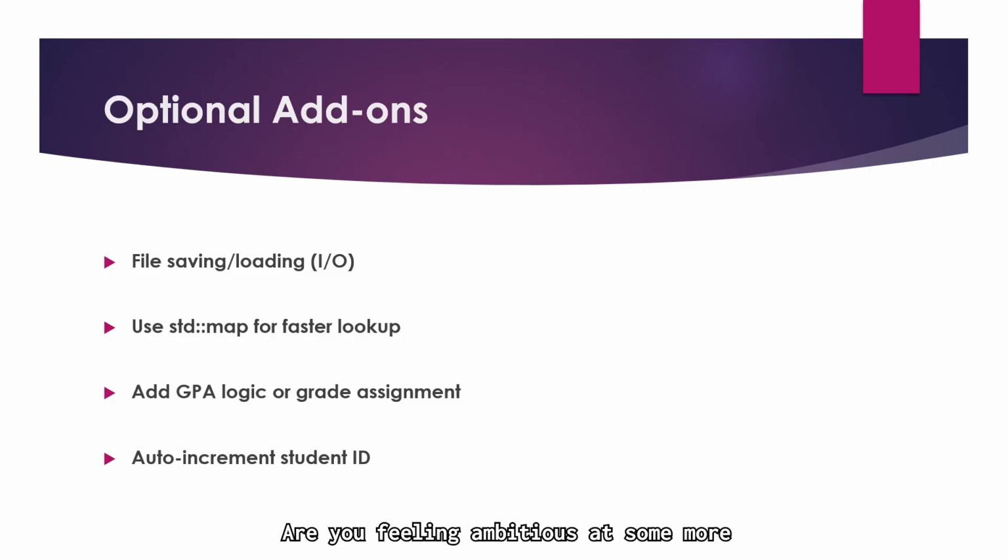Are you feeling ambitious? Add some more stretch goals. For instance, save and load your student data from a file using file IO. You could also replace the vector with a std::map for faster lookups by roll number. Implement grading logic based on marks to assign letter grades or GPA, or introduce auto-incremented roll numbers to streamline student entry. These extra features push your C++ skills further and simulate real-world application development.